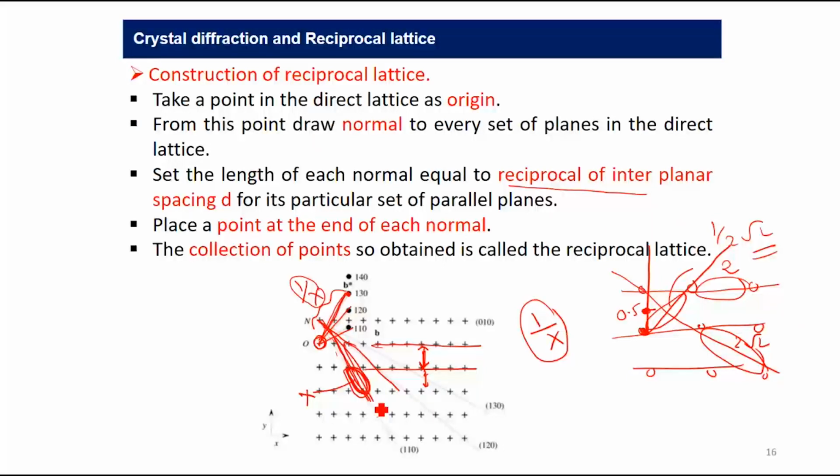If this is my plane, there'll be parallel planes like this, right? So there'll be parallel planes of this sort. I'm just drawing one plane because this normal will cut all the parallel planes at 90 degrees, right? This is normal to the plane. So this distance is the interplanar spacing, and 1 by x will be the length of this. Is this fine now? Yes, sir. Okay, thank you.